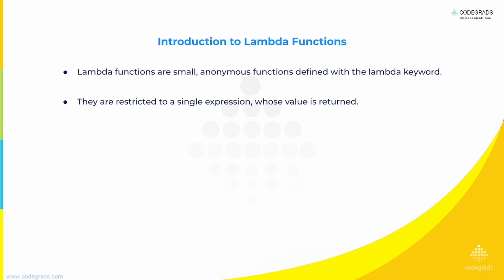So let's start, starting with the definition. Lambda functions are small anonymous functions defined with the lambda keyword, and they are restricted to a single expression whose value is returned. Writing quick anonymous functions is the main task of lambda. In Python, functions are usually written using def, but for small one-time use functions, Python offers a shortcut, that is the lambda function, and they are also called anonymous functions.